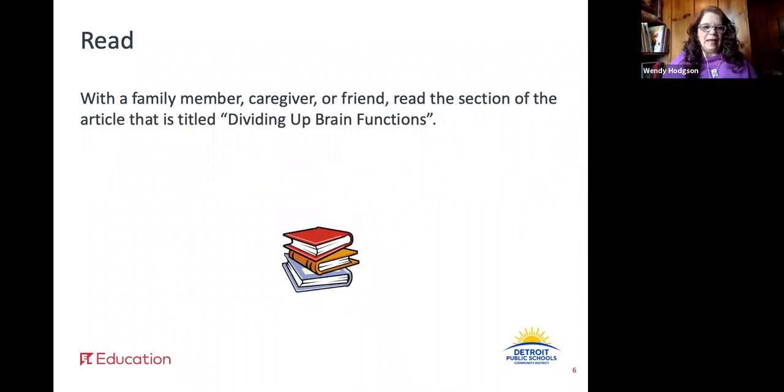So as we read today, I'd like you to circle up with a family member, a caregiver, maybe a friend, and read only the section of the article that's titled Dividing Up Brain Functions. You're going to find that on the very top of the second page. And it's again titled Dividing Up Brain Functions. You're going to read that section. It has 4 paragraphs. You can pause the recording here, do the reading, and then come on back and we'll do some thinking and talking and writing about it. Go ahead and push pause.